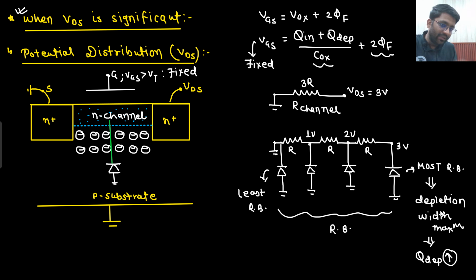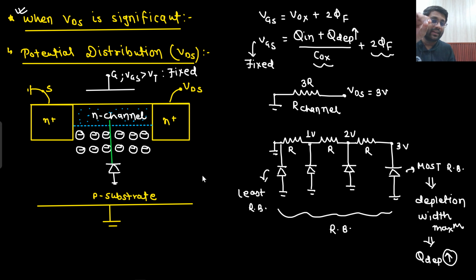You can see that depletion width is maximum. That means depletion width is increasing. What does that mean? Inversion charge has to decrease. Basically, you need to keep VGS fixed. Let's just say 2 phi f is also fixed, although it will increase, because depletion width has increased. If depletion width increases, the potential across the depletion width will also increase, no? But as of now, let's not talk about it. I'm just saying that depletion charge is increasing, because depletion width is increasing.